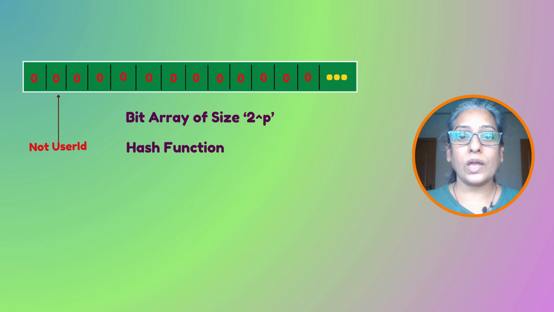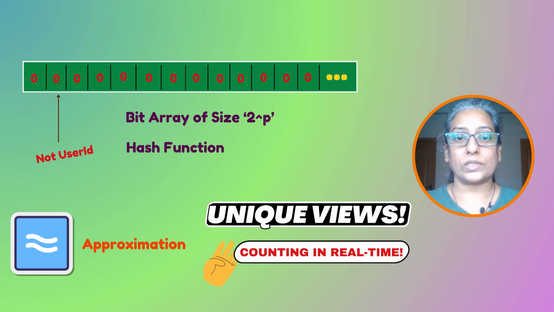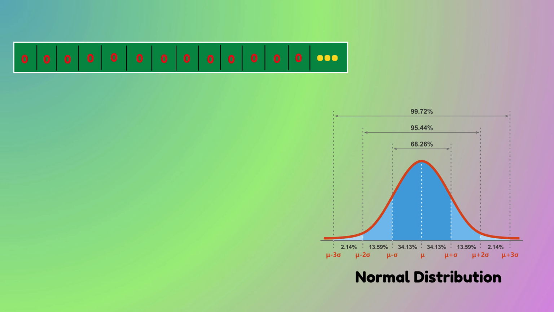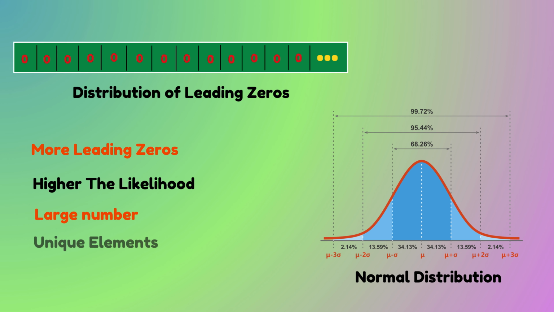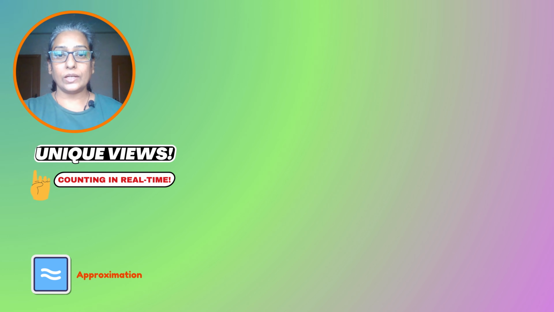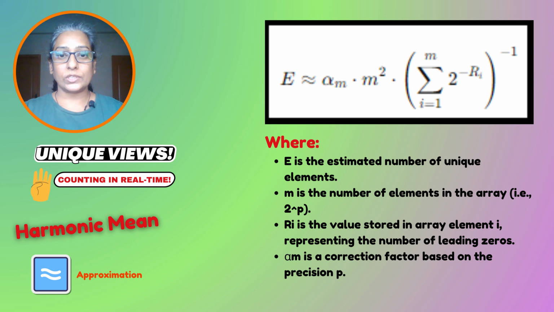HLL does not store actual user IDs, but maintains an approximation of how many unique elements have been encountered. The unique count estimation is based on the distribution of leading zeros across the array. The more leading zeros observed, the higher the likelihood that a large number of unique elements have been seen. To estimate the count, the algorithm computes the harmonic mean of the values in the array using the formula shown here.